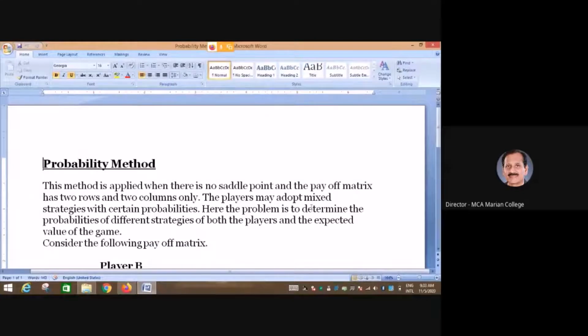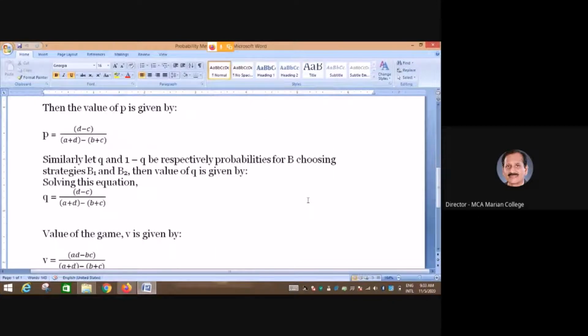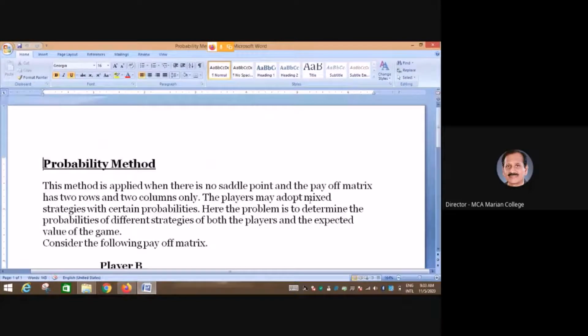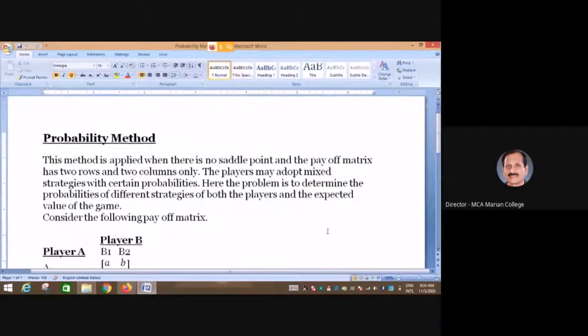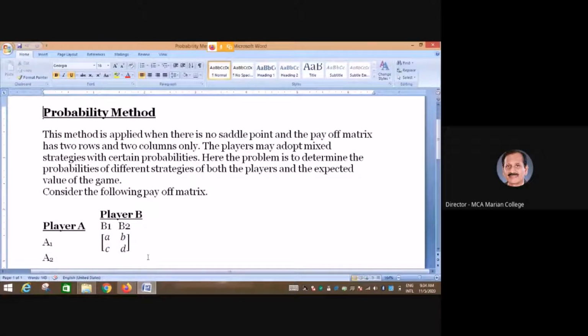This method is already discussed in the video which is uploaded. So in the probability method, that means if there is no saddle point, by using maximin and minimax you cannot find a saddle point. That means maximin is not equal to minimax. In that case, if it is a 2 by 2 payoff matrix, that means only 2 rows and 2 columns, this is the example. If it is a 2 by 2 payoff matrix, you can use the probability method.